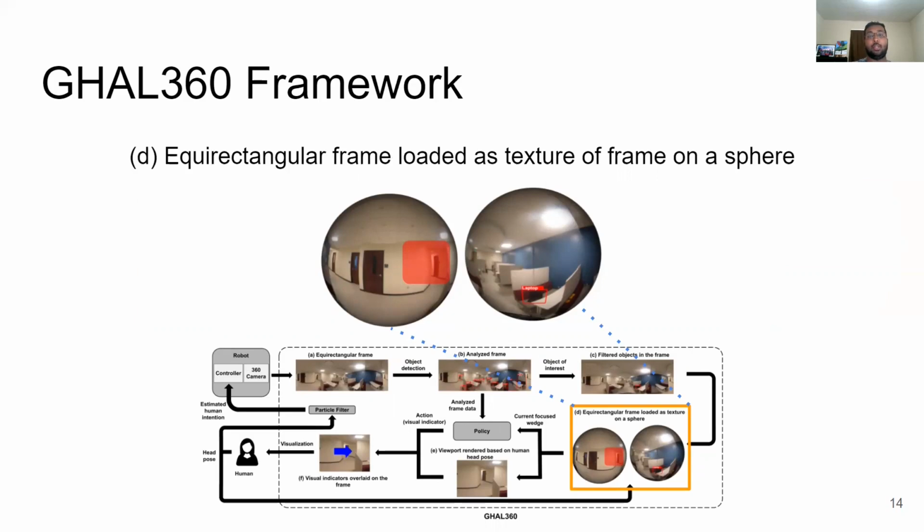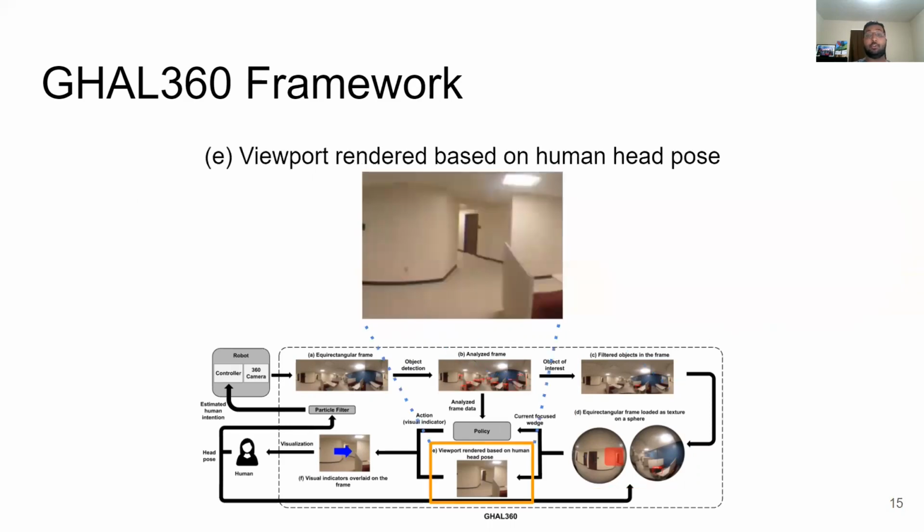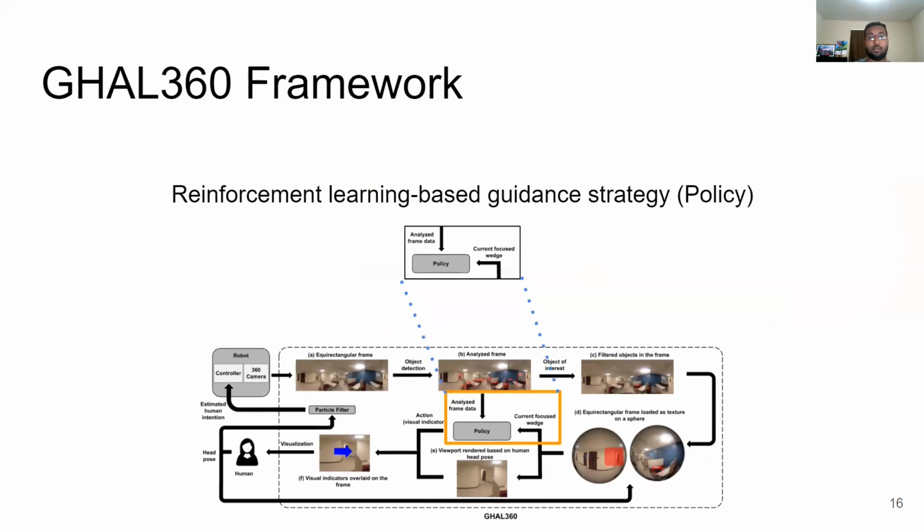A user may only be viewing a part of the sphere at a time because of the limited field of view. The portion viewed by the user is called the viewport. At runtime, based on the head pose of the human operator, views in the viewport are rendered accordingly.